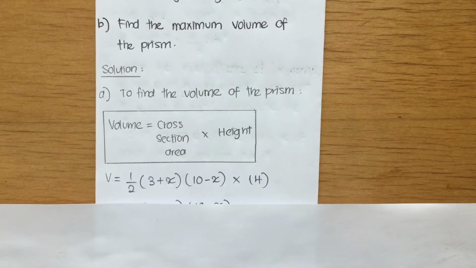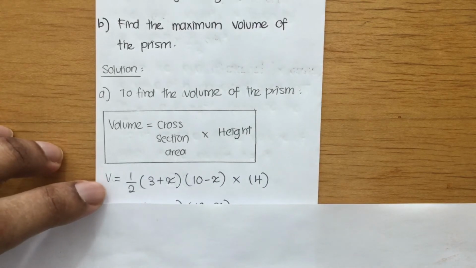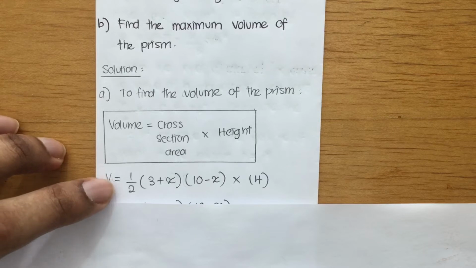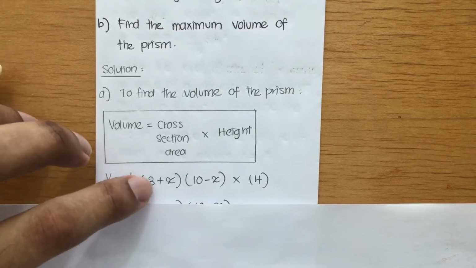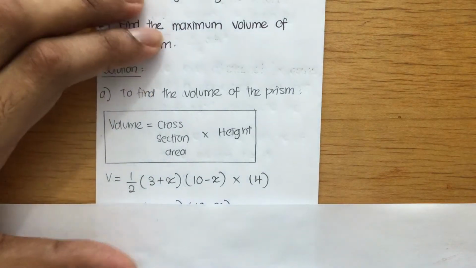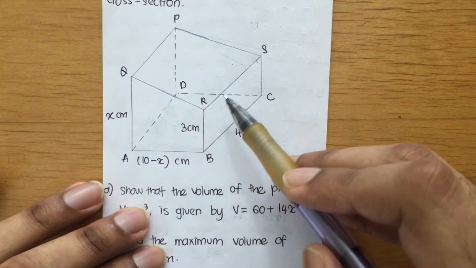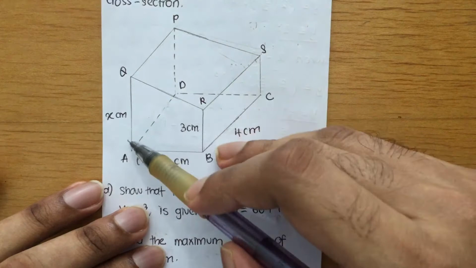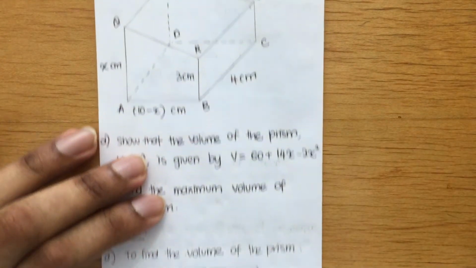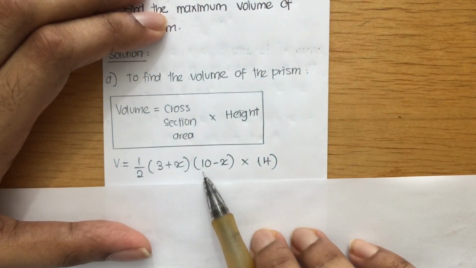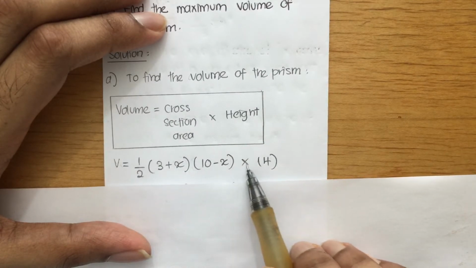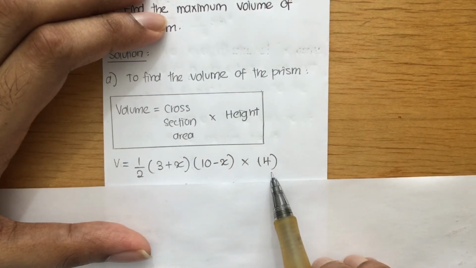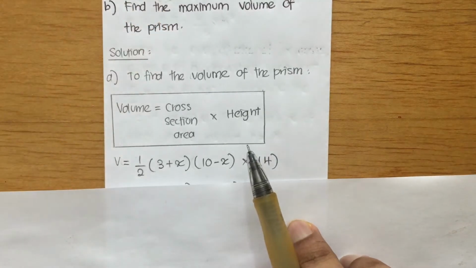So this is your formula to find your prism. So the volume of prism is equal to half times 3 plus x. So this 3 is this length, and this is the x, so you plus them together, and then you times 10 minus x. Okay, this is your cross-section area, and then you times your height of the prism, which is 4 centimeter.